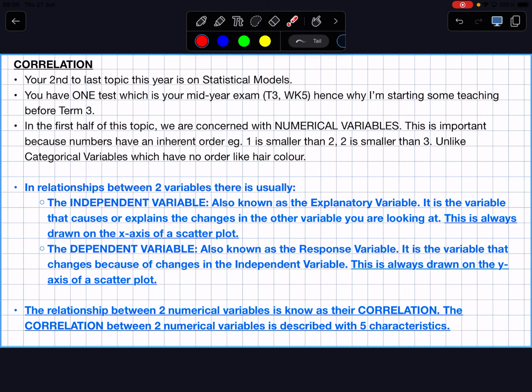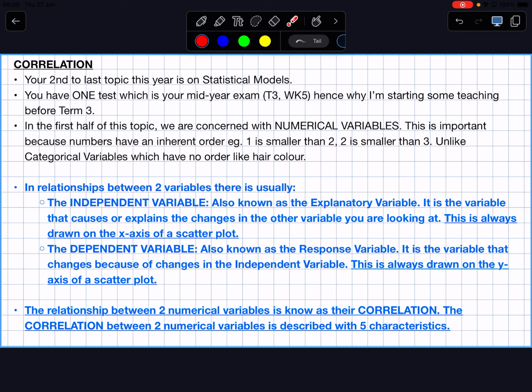So technically, this is the start of your second to last topic this year, which is on statistical models, otherwise known as statistics. You have one test on it, which is your mid-year exam, term 3, week 5, hence why I'm starting some teaching before term 3. I don't get to be flexible with that.